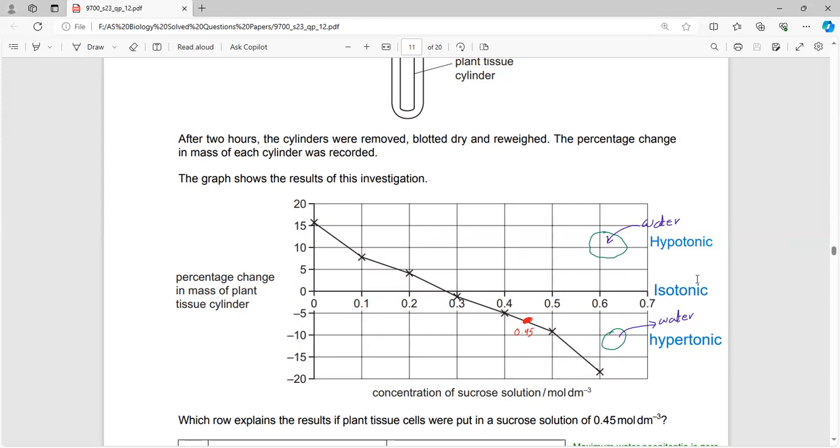What about below zero? This is the hypertonic environment. In this hypertonic environment, the concentration of sucrose solution is greater outside as compared to the inside. In this way, the cell will have higher water potential as compared to the outside. Water starts moving from inside to outside of the cell, and the mass of the cell will decrease. So that's the overall concept regarding that.